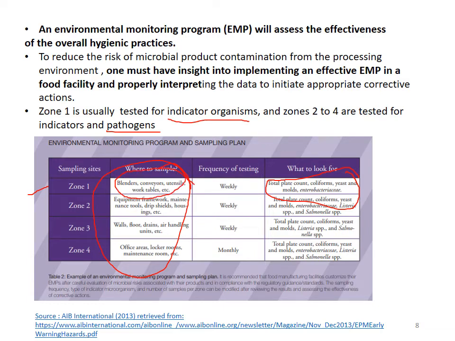Okay, why is zone 1 only limited to indicator organisms? Because zone 1, if you can see here, these are the surfaces that have direct contact with food. So usually when you test the food and you find pathogens in the food, you already know that the food contact surface must also be investigated. So that's why in hygiene monitoring, you do not have to conduct the pathogen test. You only conduct the indicator test. So for the other zones, you have to conduct also the pathogen test.